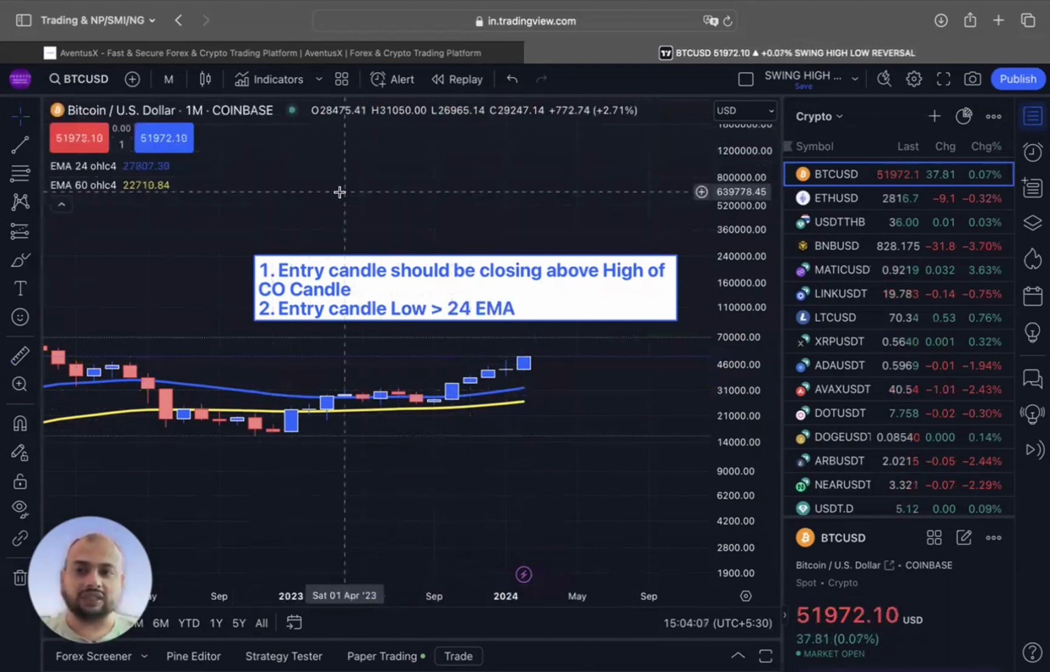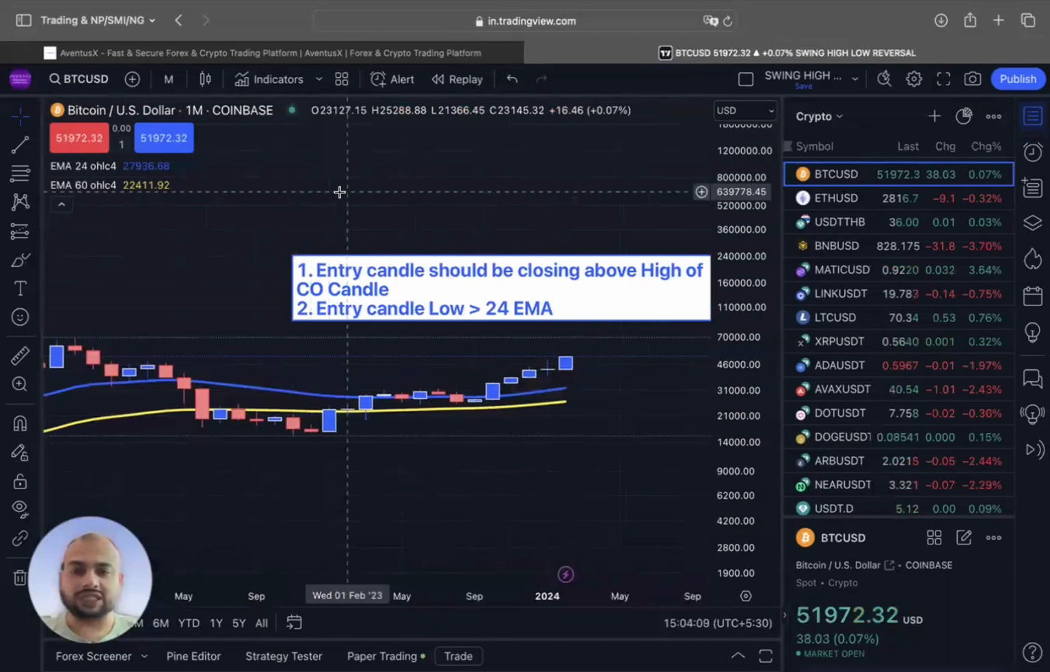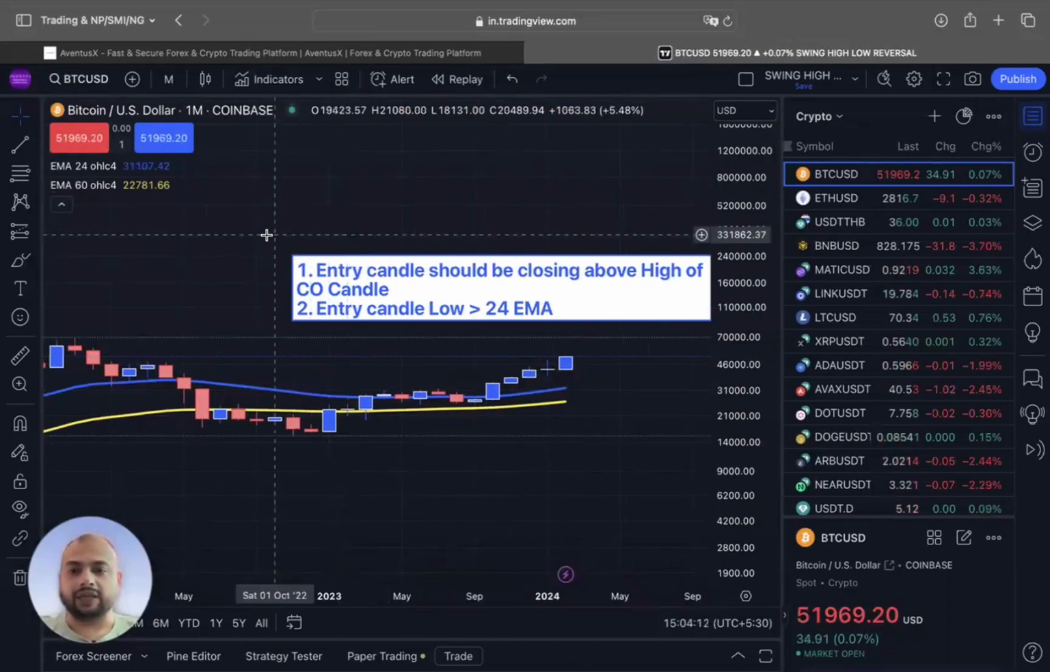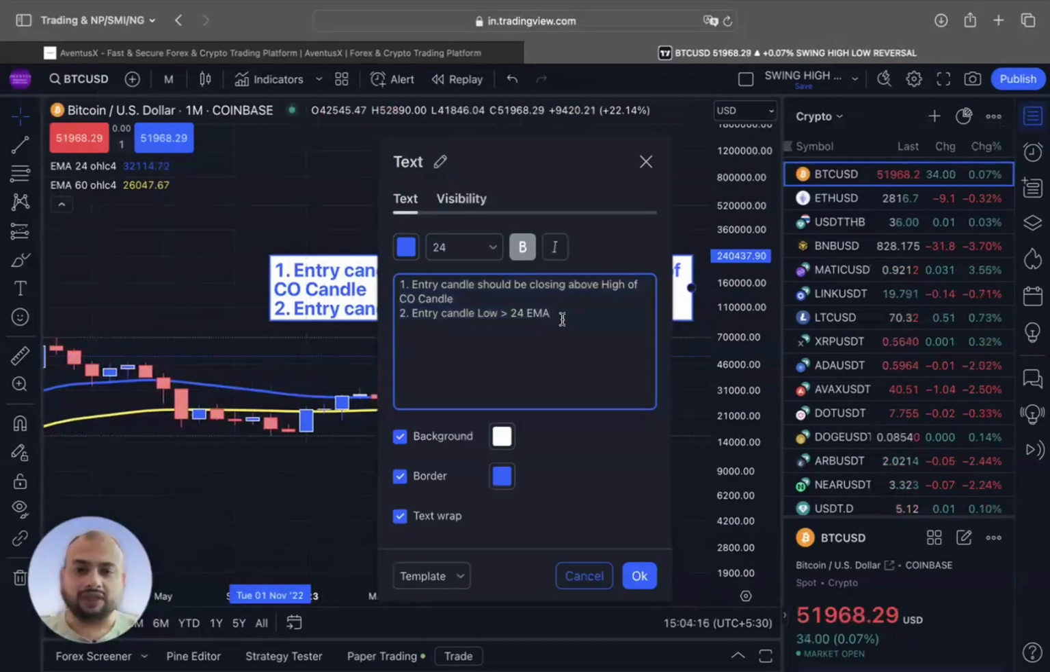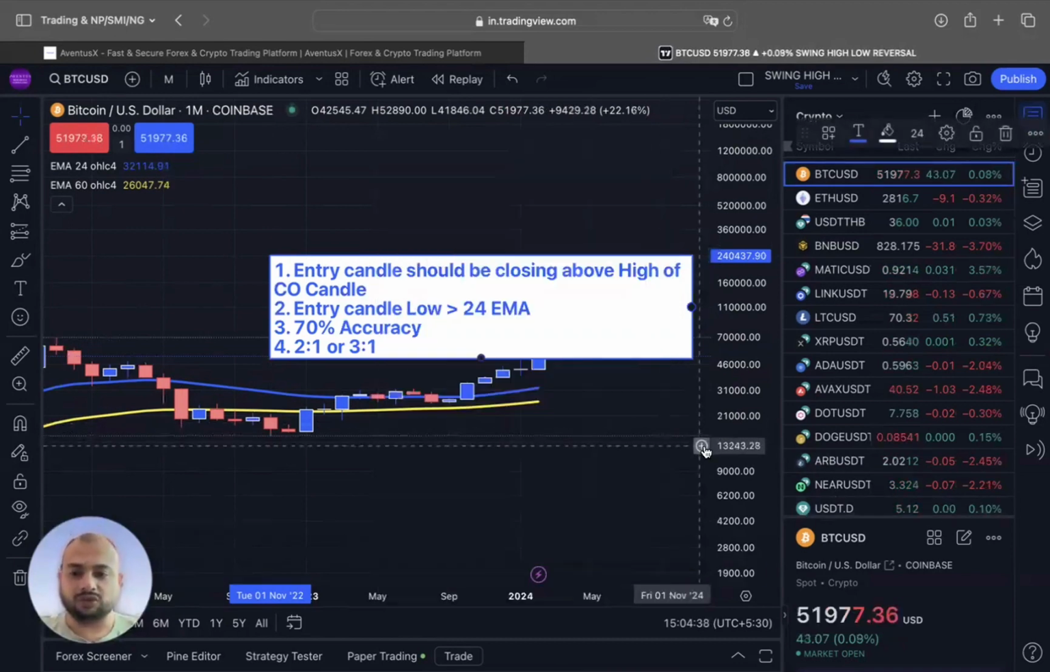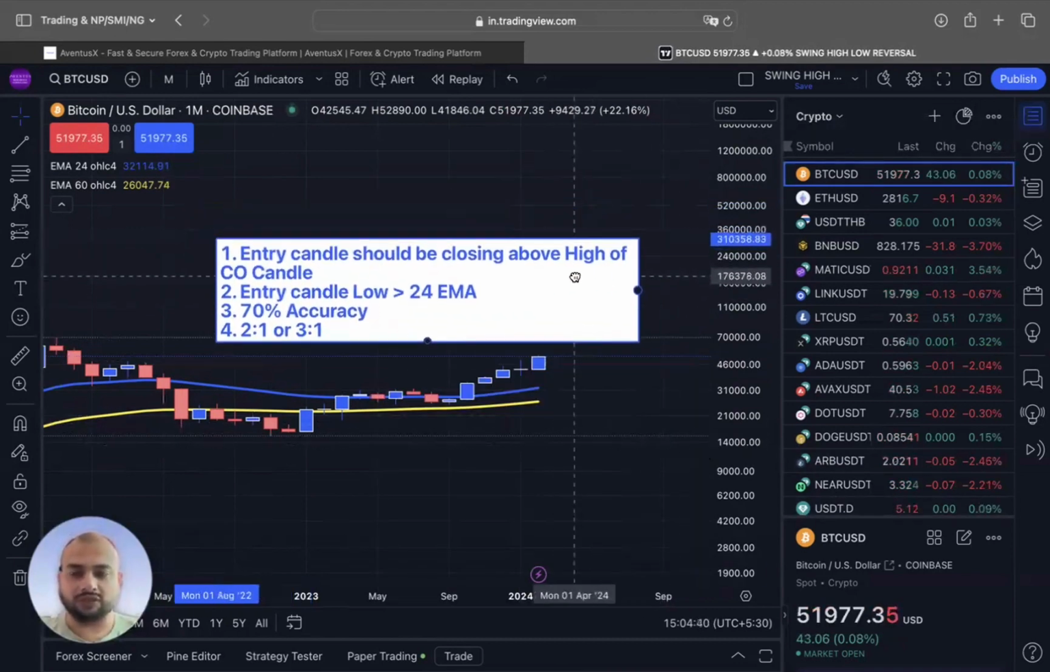So this is a strategy that I call the 2460 crossover. For what I have tested on multiple crypto coins, it gives about 70% accuracy, which is very good. And the most important part is that you can easily get a 2:1, or even sometimes 3:1 risk reward ratio, which is what makes your strategy most profitable.